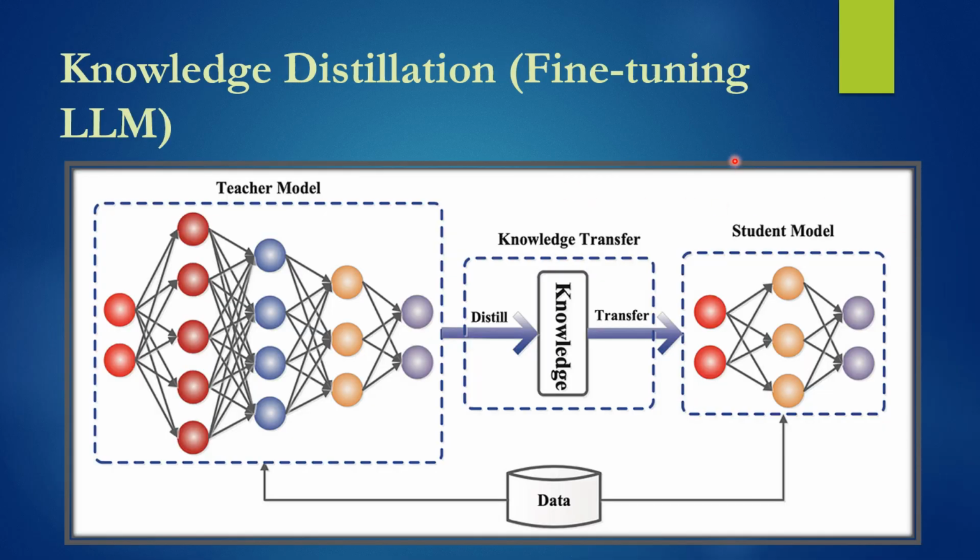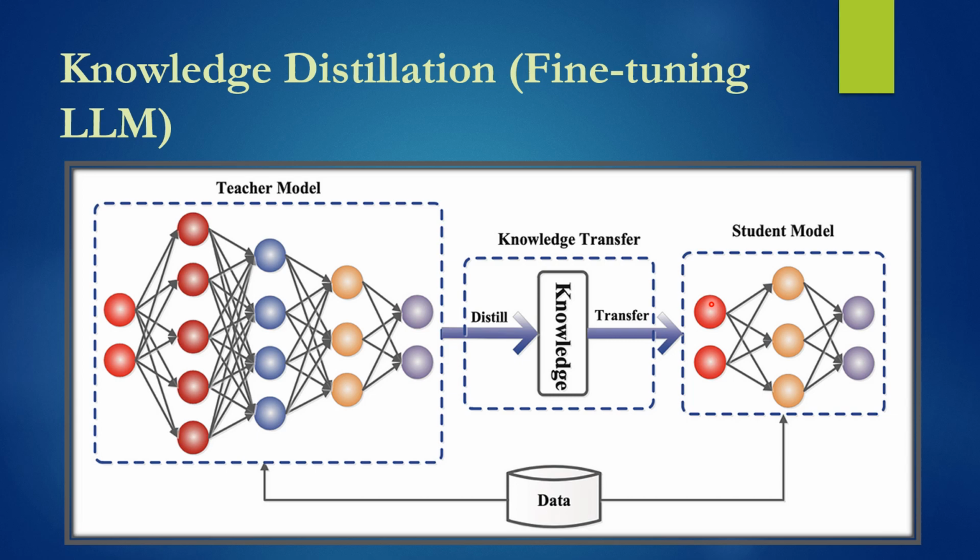Now next comes the fine-tuning techniques. Here we will discuss knowledge distillation. Knowledge distillation is a technique to fine-tune a large pre-trained language model by transferring its knowledge. Here the knowledge is transferred to smaller models. This technique helps to create smaller and faster models which can achieve similar or better results than the larger models.